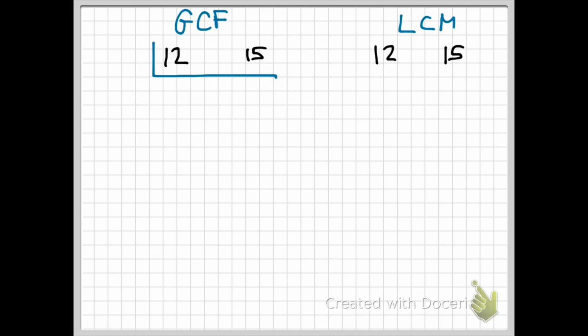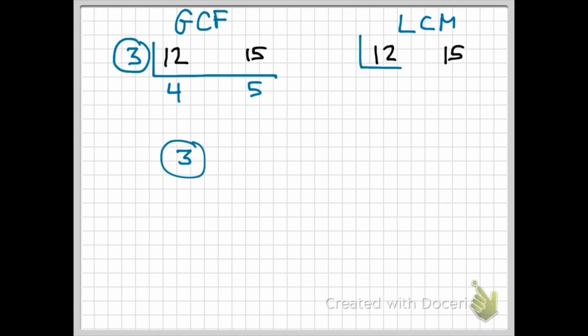Can 2 go into both 12 and 15? Unfortunately not. It can only go into 12. So then we go to 3. We see that 3 does work, and it's almost like two division problems here. 3 times what got us 12? Well, that's 4. 3 times what got us 15? Well, that's 5. There are no other numbers that can go into both 4 and 5 evenly, so we stop here. Because we stop there, 3 is our greatest common factor for 12 and 15.